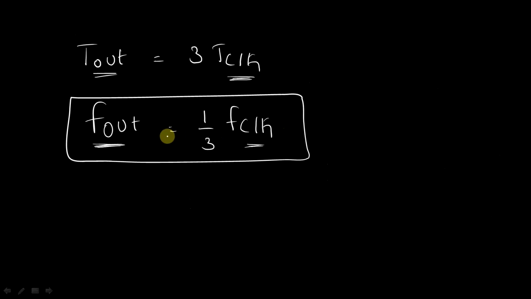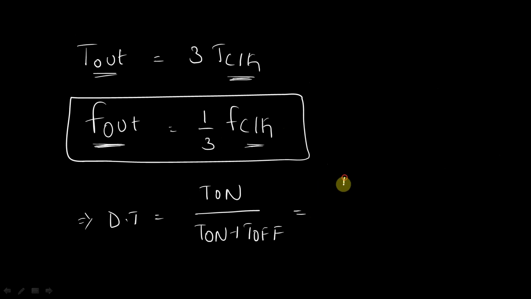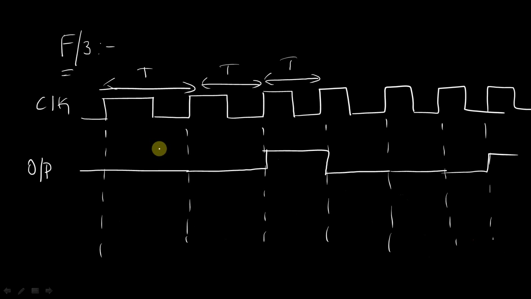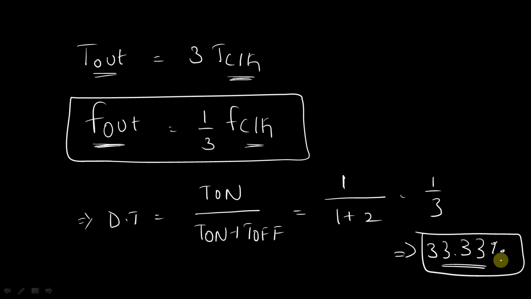Now, coming to the duty cycle of this particular circuit, duty cycle is nothing but the time period on divided by the time period on plus the time period the signal is off. That is, it is on for only one cycle, divided by 1 plus 2. That is 1 by 3, which is nothing but 33.33 percent. So this is your frequency divided by 3 circuit with 33.33 percent duty cycle.